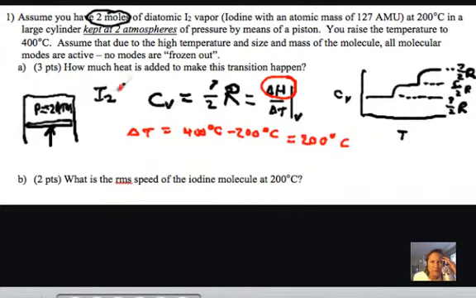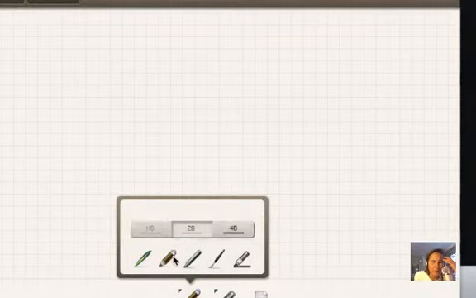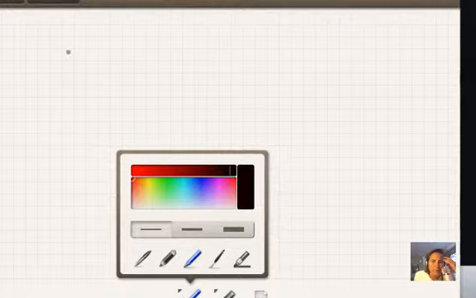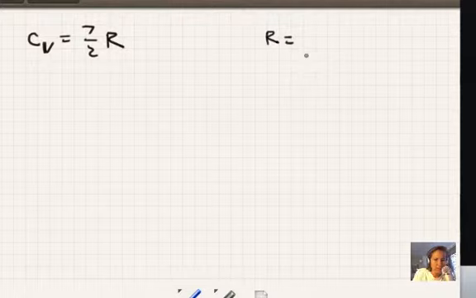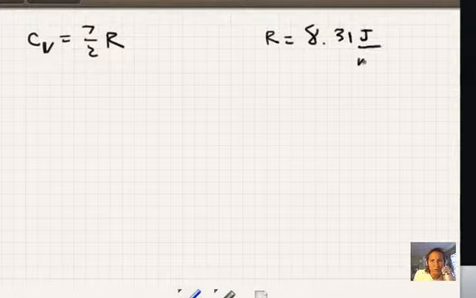Okay, let's just go ahead and attempt to solve this problem. There's not enough room here, so I'm going to pull up another sheet. Okay, so I'll rewrite some of the things that we've been working with here. So we have that the heat capacity at constant volume is equal to 7 halves R, and R is equal to, I'm going to have to look this up, I don't even know what it is. Okay, I looked it up. It's 8.31 joules per mole Kelvin.